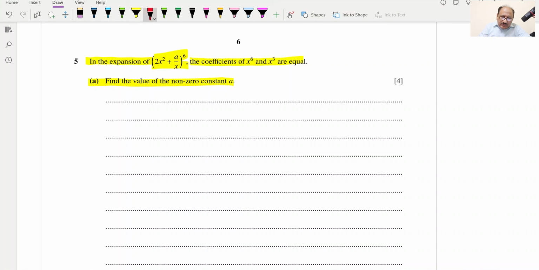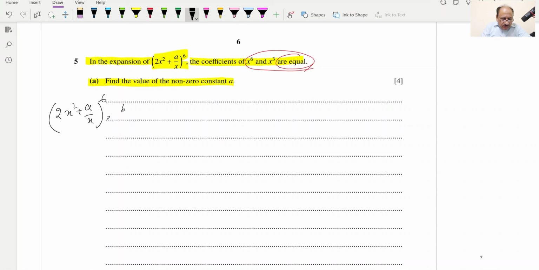And this is the condition of the question, that x^6 and x^3 coefficients are equal. So we need to identify the coefficient of x^6 and the coefficient of x^3. So we can expand (2x^2 + a/x)^6, and we can expand this.